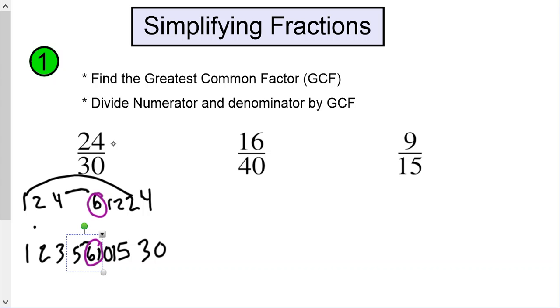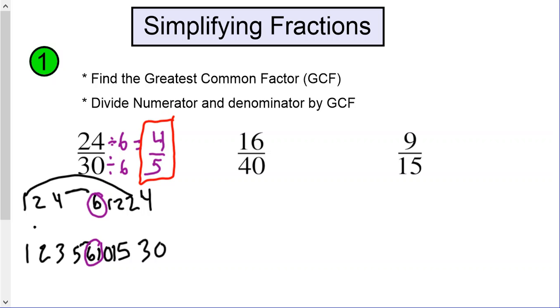So the next thing we need to do is divide by 6, both the numerator and the denominator. Okay, 24 divided by 6 will give you 4, and 30 divided by 6 will give you 5. Okay, so now this would be our simplified answer.